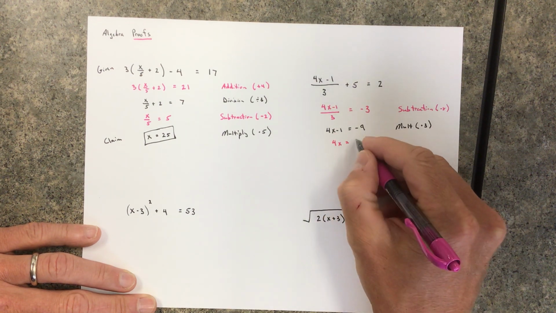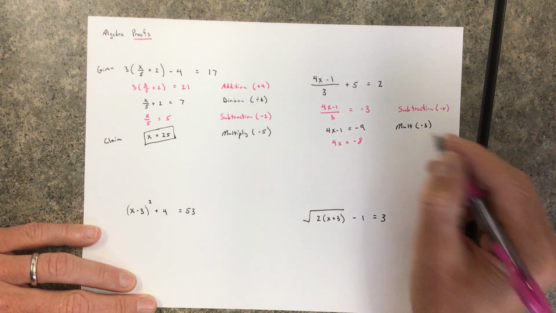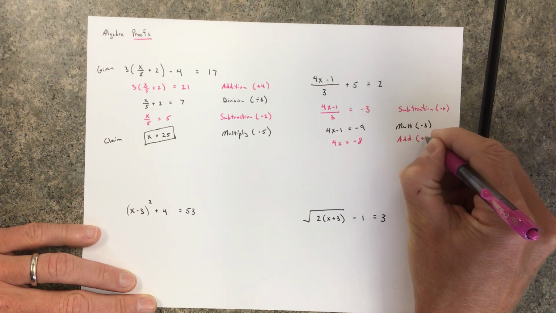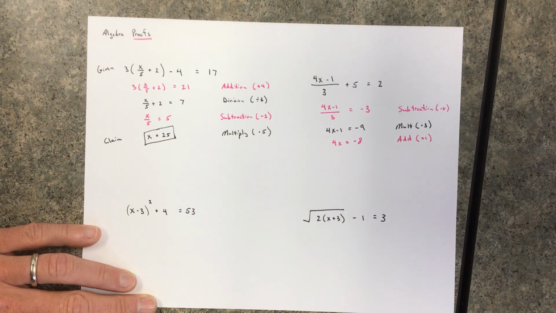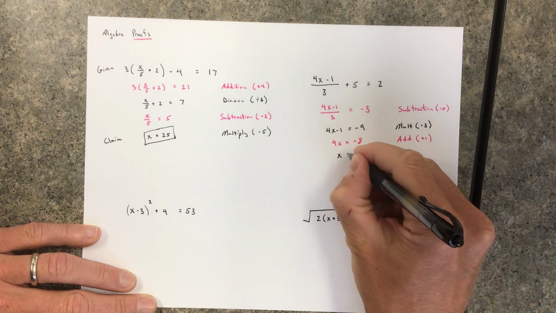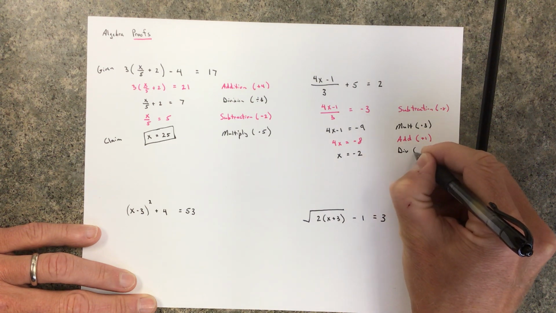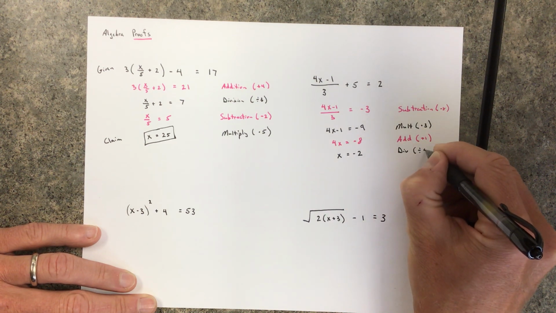Adding 1 to -9 is going to increase it to -8, right? And that's addition. I added 1. And then I'm going to divide by 4. -8 divided by 4 is -2. Division, I divided everything by 4.